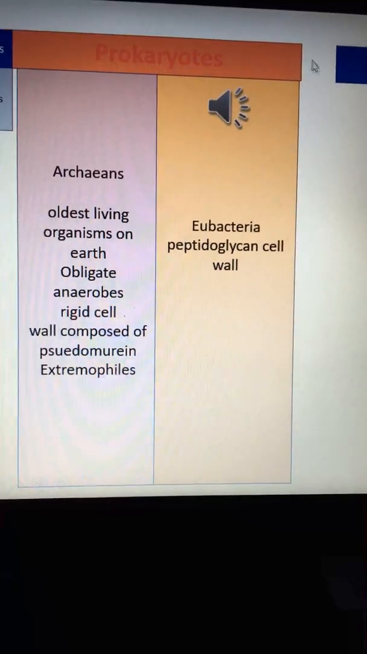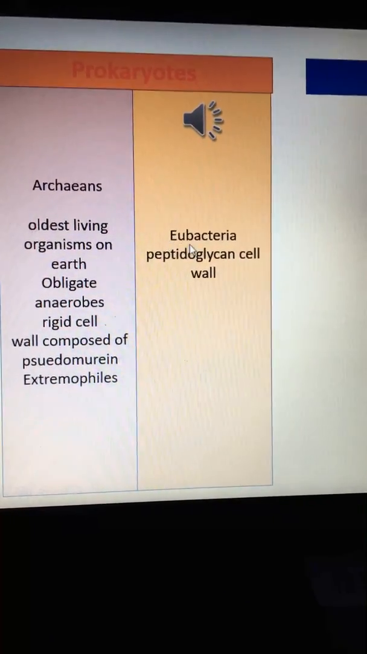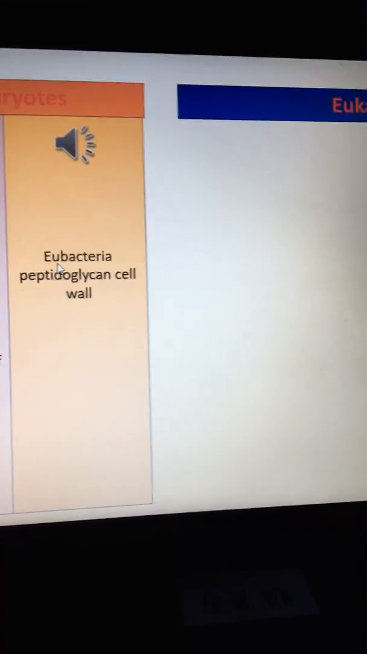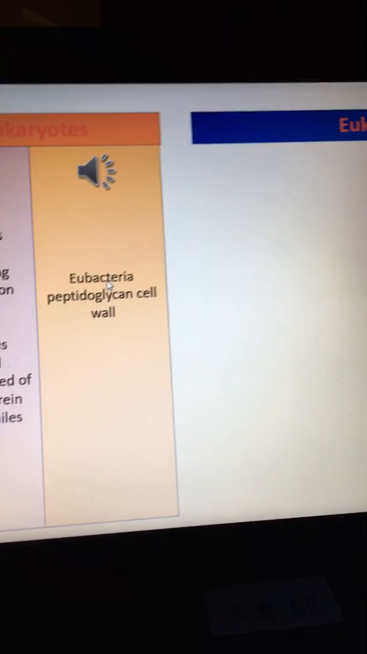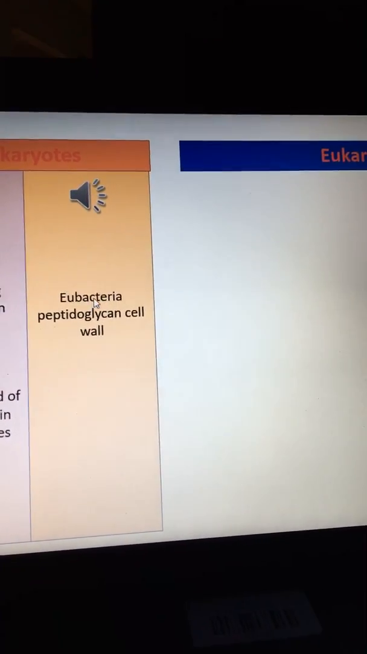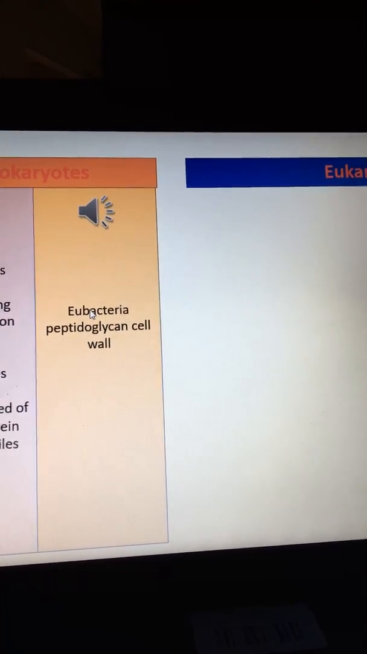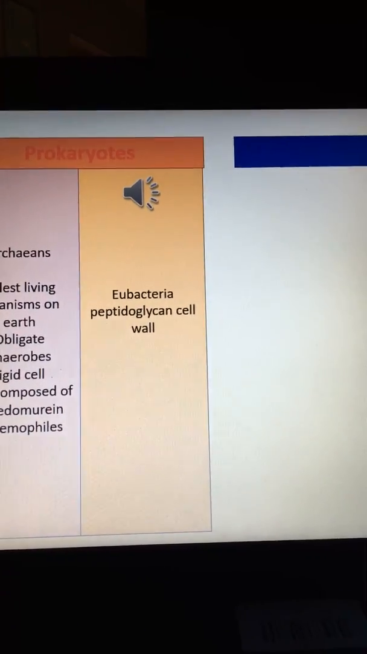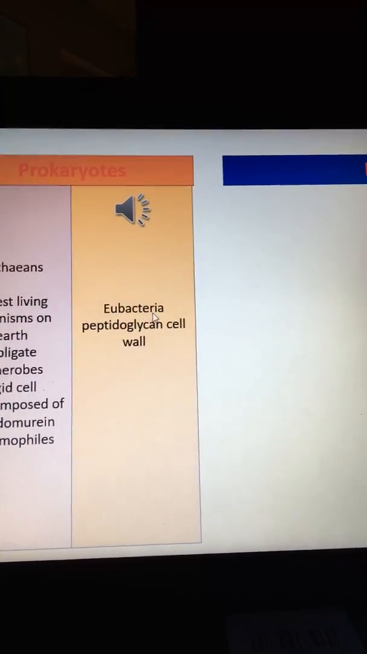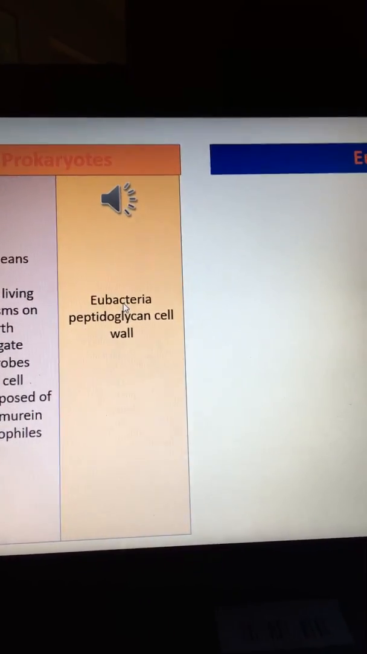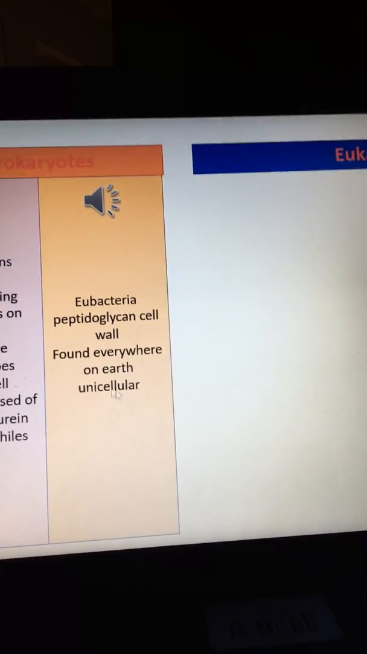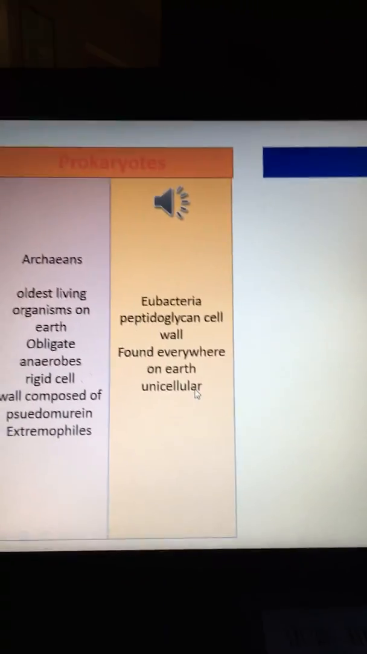The next one is going to be the eubacteria, and that U prefix means the same here with the bacteria as it does over here with the eukaryotes. What that refers to is true or new. So these are the bacteria that live all over the place. They don't live in extreme environments. They live everywhere, on your body, on your table, on your everything. And we call these true bacteria because they're what you're mostly thinking about when you're thinking about bacteria. But they're also prokaryotic. They are unicellular, of course, always unicellular.